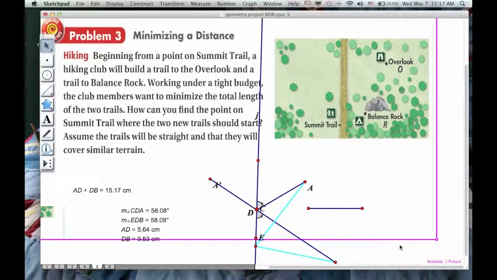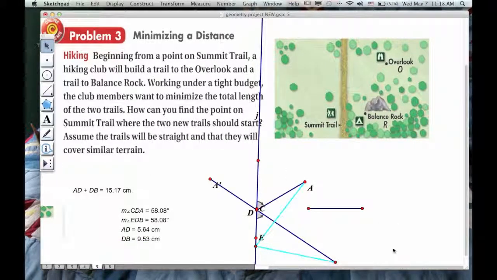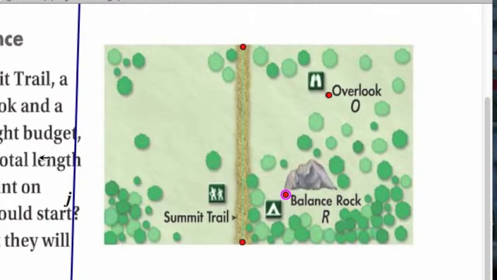So in this problem, we know that O and R are the ending points. And suppose we name the Summit Trail P. The Balance Rock plus the Summit Trail and the Summit Trail plus the overlook need to be as small as possible. So we would have to reflect O to O prime.